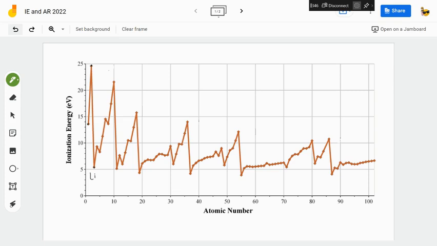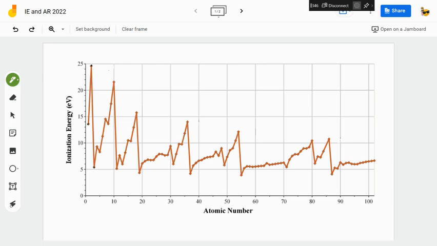So the first graph we're going to explain today is atomic number and ionization energy plotted together. So notice on the x-axis, or the independent axis, we have atomic number. On the y-axis, we have ionization energy in units of eV, electron volts. So let's figure out how to read this.